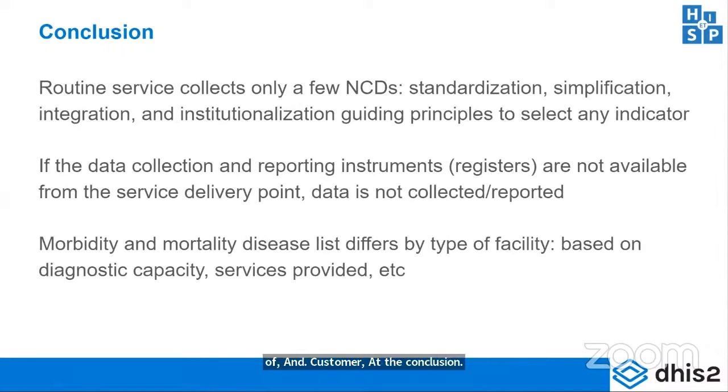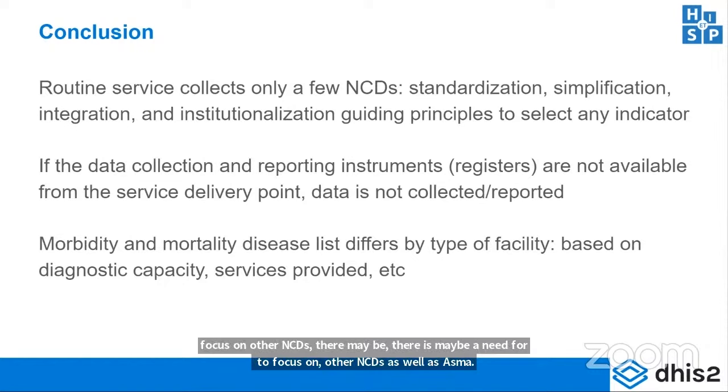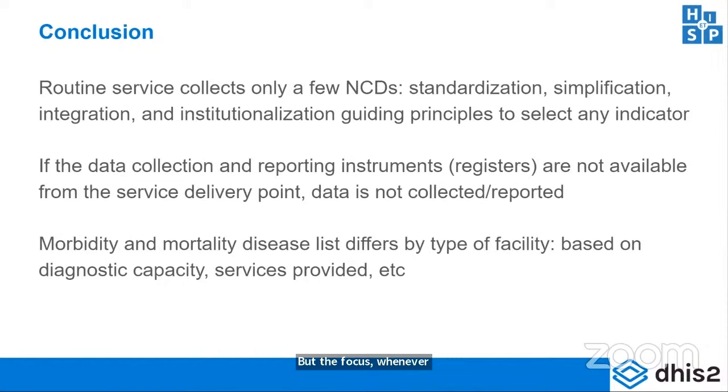As a conclusion, we can say that routine service collects only a few NCDs. There may be a need to focus on other NCDs as well, like asthma. But whenever we are selecting indicators in Ethiopia, we have to follow these four rules. It has to be standardized across all facilities and across all partners. The name and the definition of an indicator has to be understood by everybody. It has to be simplified. It has to be integrated with the system as well. And it has to be institutionalized.